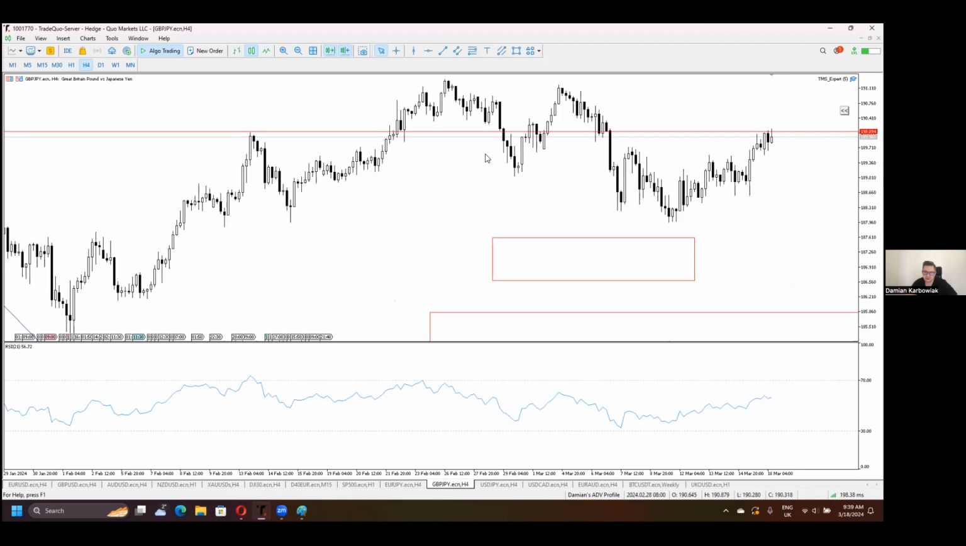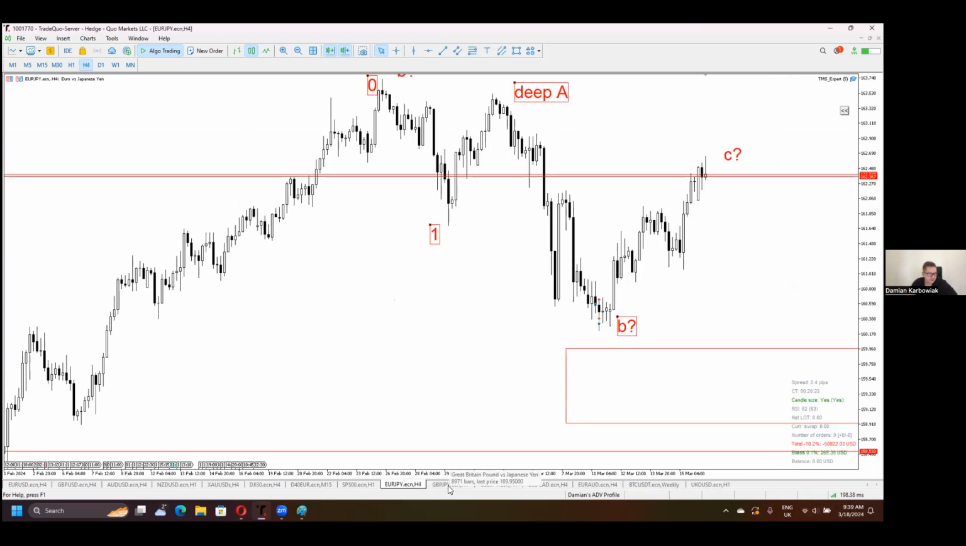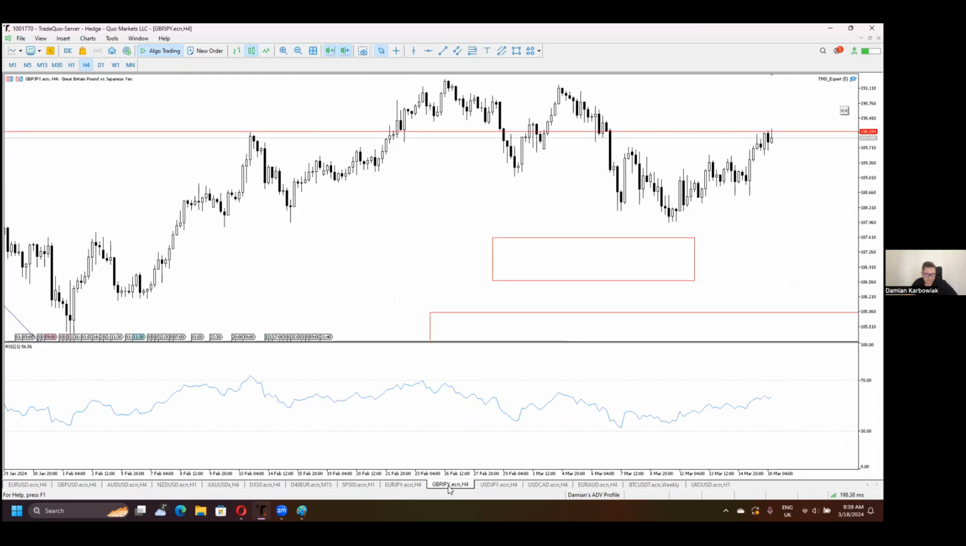Of course, H4 is stronger than H1. So once the candle formation closes like this, I would go with Euro JPY. However, GBP JPY will definitely go faster, because GBP in general is faster than Euro.